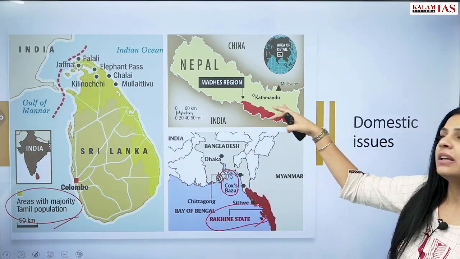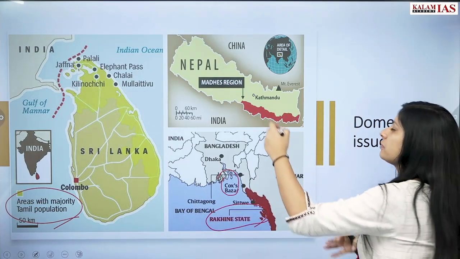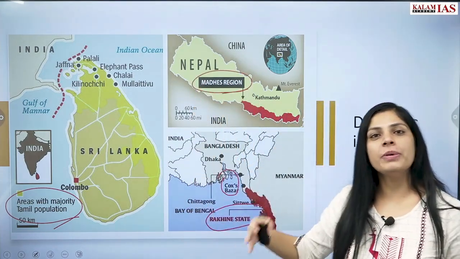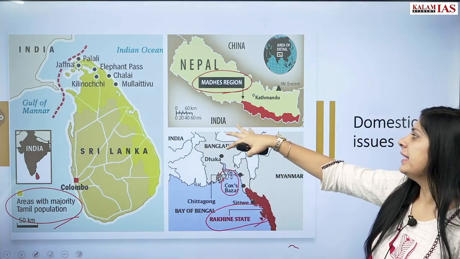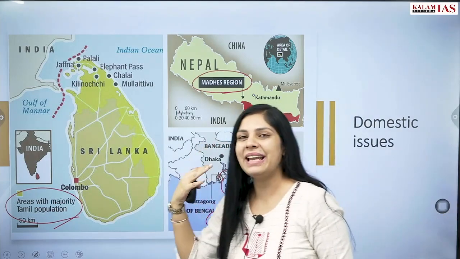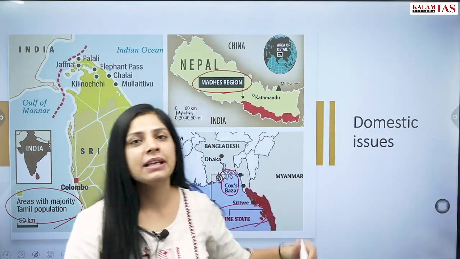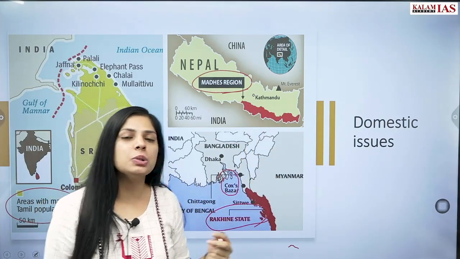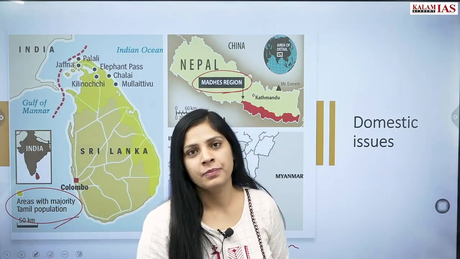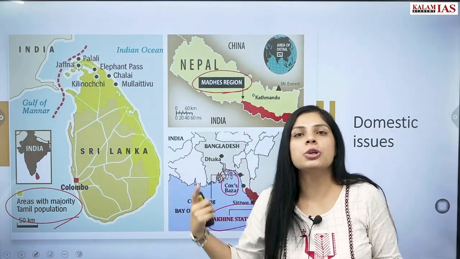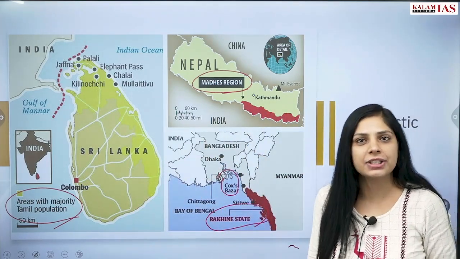Apart from them, the Madhesh issue between India and Nepal has also always remained. India and the Madhesh region share a boundary, and Nepal time and again has made claims that India is fueling the sentiments of Madheshi people to seek secession from Nepal. So that has remained a domestic issue that also harmed India and neighborhood relations.